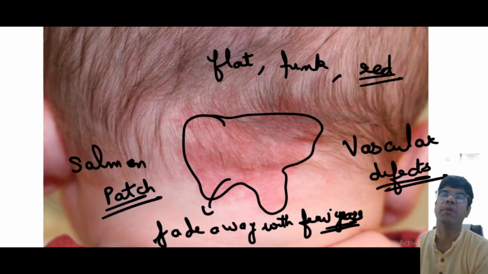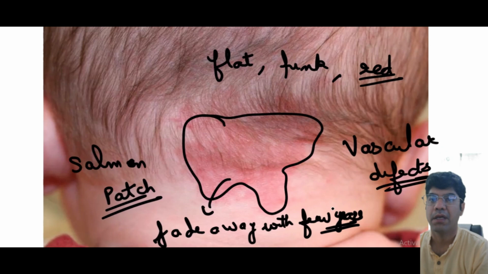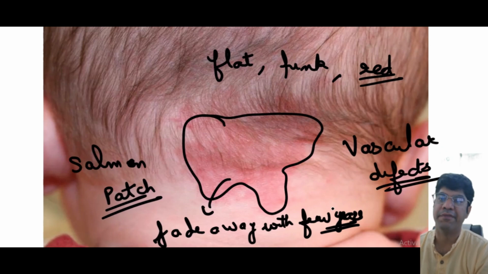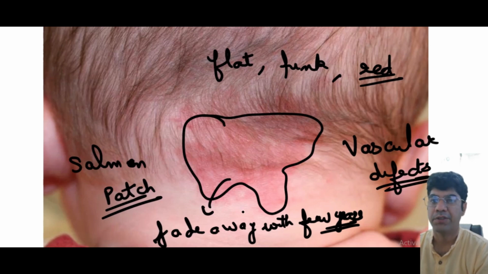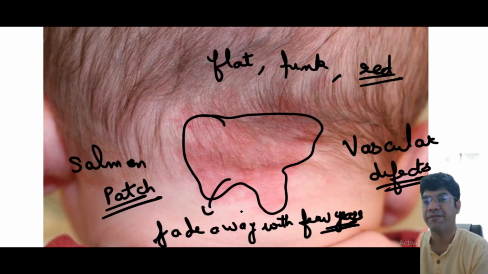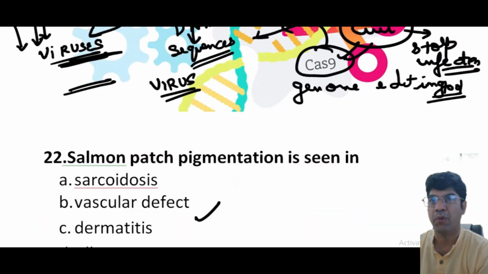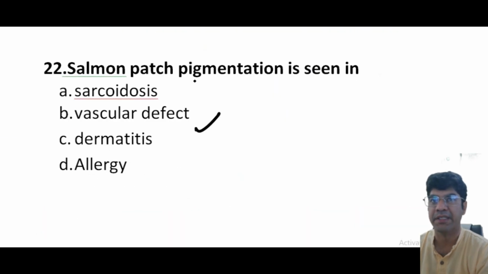Remember, the salmon patches are benign and they don't require any treatment. They are not associated with any systemic disease and do not lead to any complications. So salmon patch is a benign vascular birthmark resulting from capillary malformation that is commonly seen in newborns. So for the question, the salmon patch is seen as a vascular defect. So the answer is that.